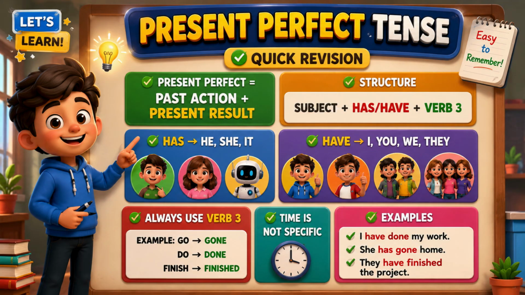The present perfect tense. Let's make it super easy. Present perfect means past action plus present result. The structure is subject plus has or have plus verb 3. Now remember this rule carefully. We use has with he, she, it. We use have with I, you, we, they. Always remember, you must use verb 3, and the time is not specific. Let's see quick examples. I have done my work. She has gone home. They have finished the project. That's it. Present perfect is simple when you remember the formula.